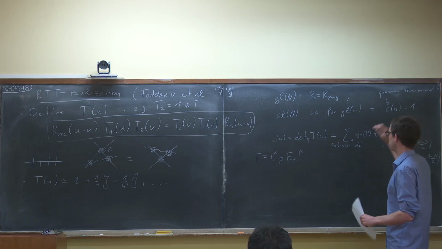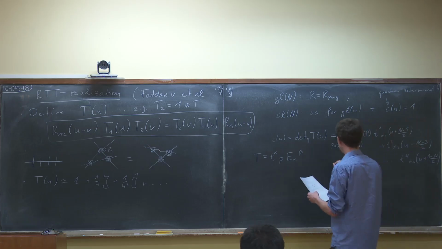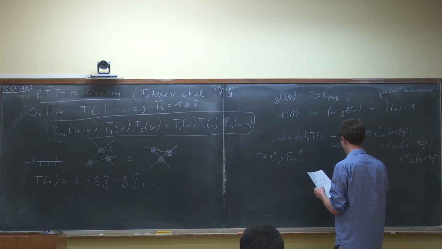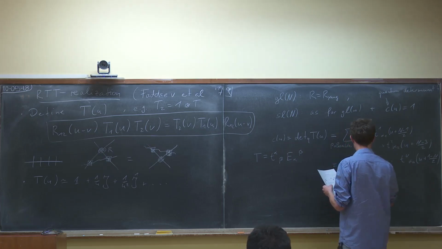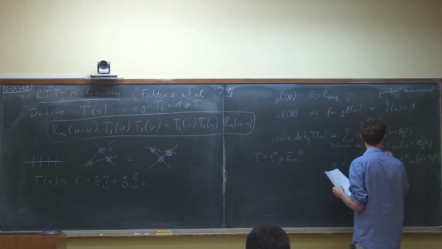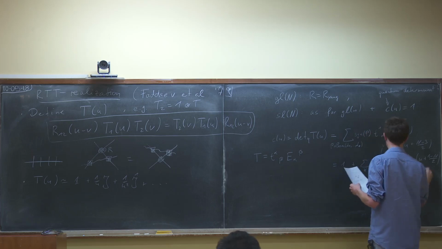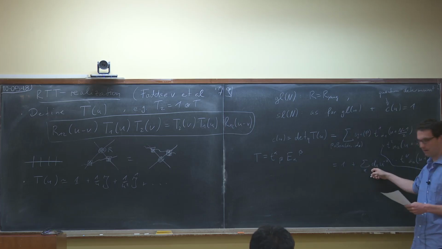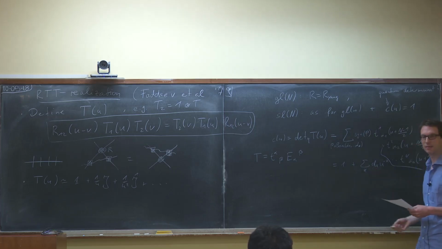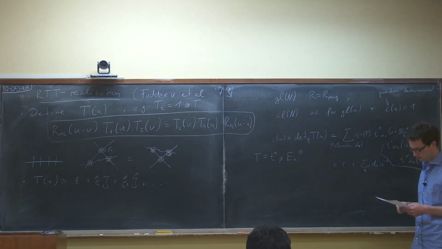So it's a slightly ugly relation that has to hold in addition. Just one side comment here, that you can expand this again in powers of 1 over u, some d_k u to the minus k. And then the statement is that this d_k will generate the center of the Yangian algebra.